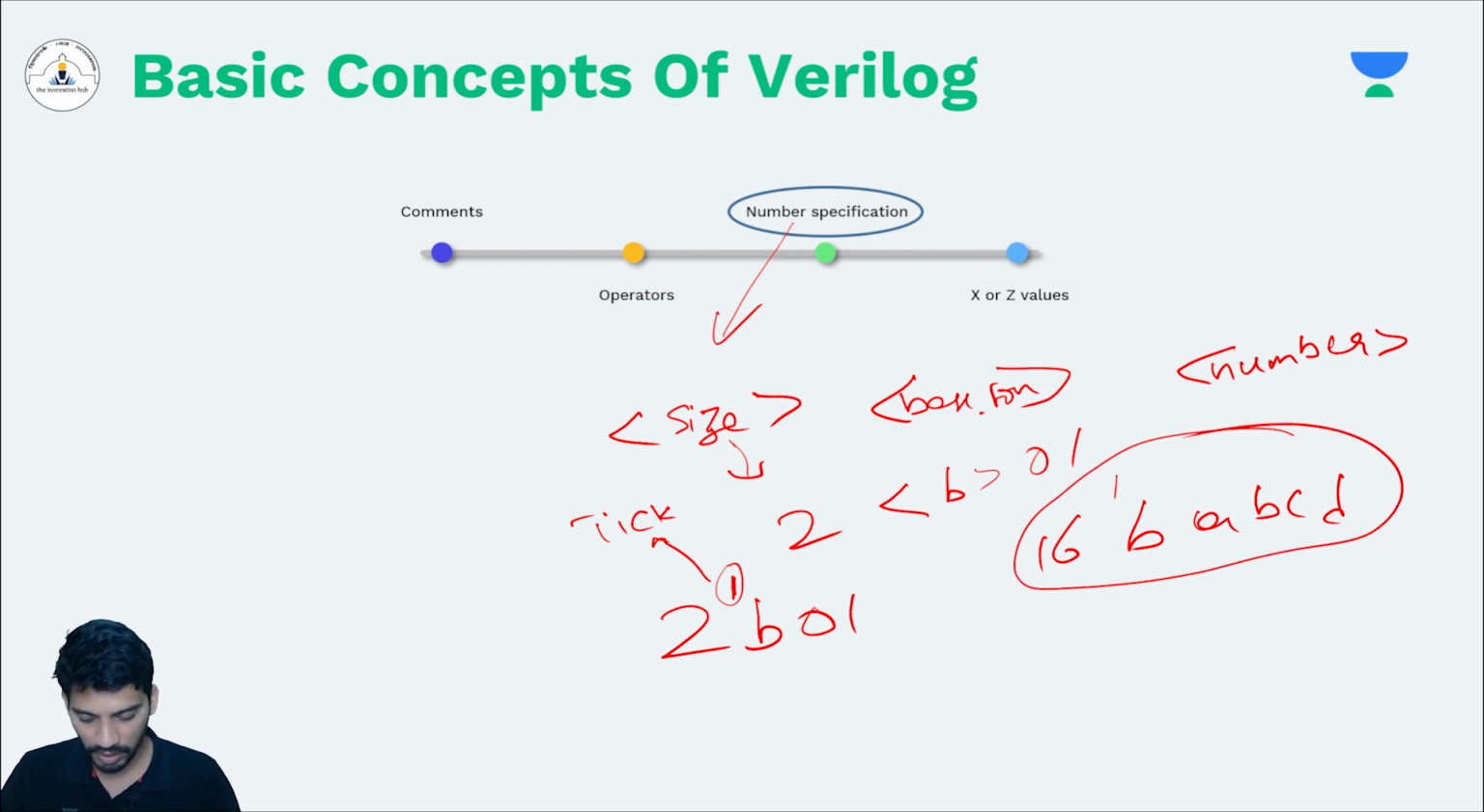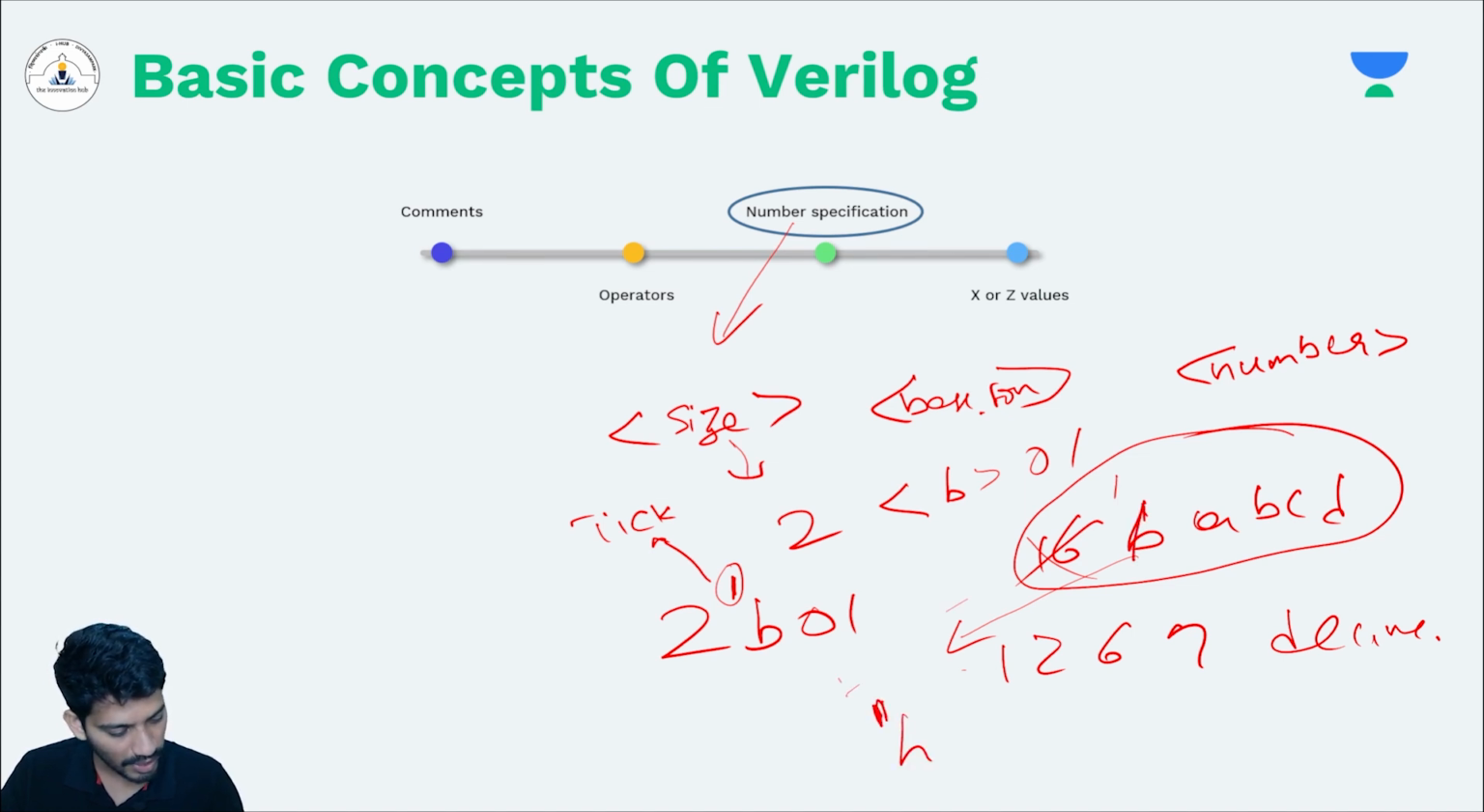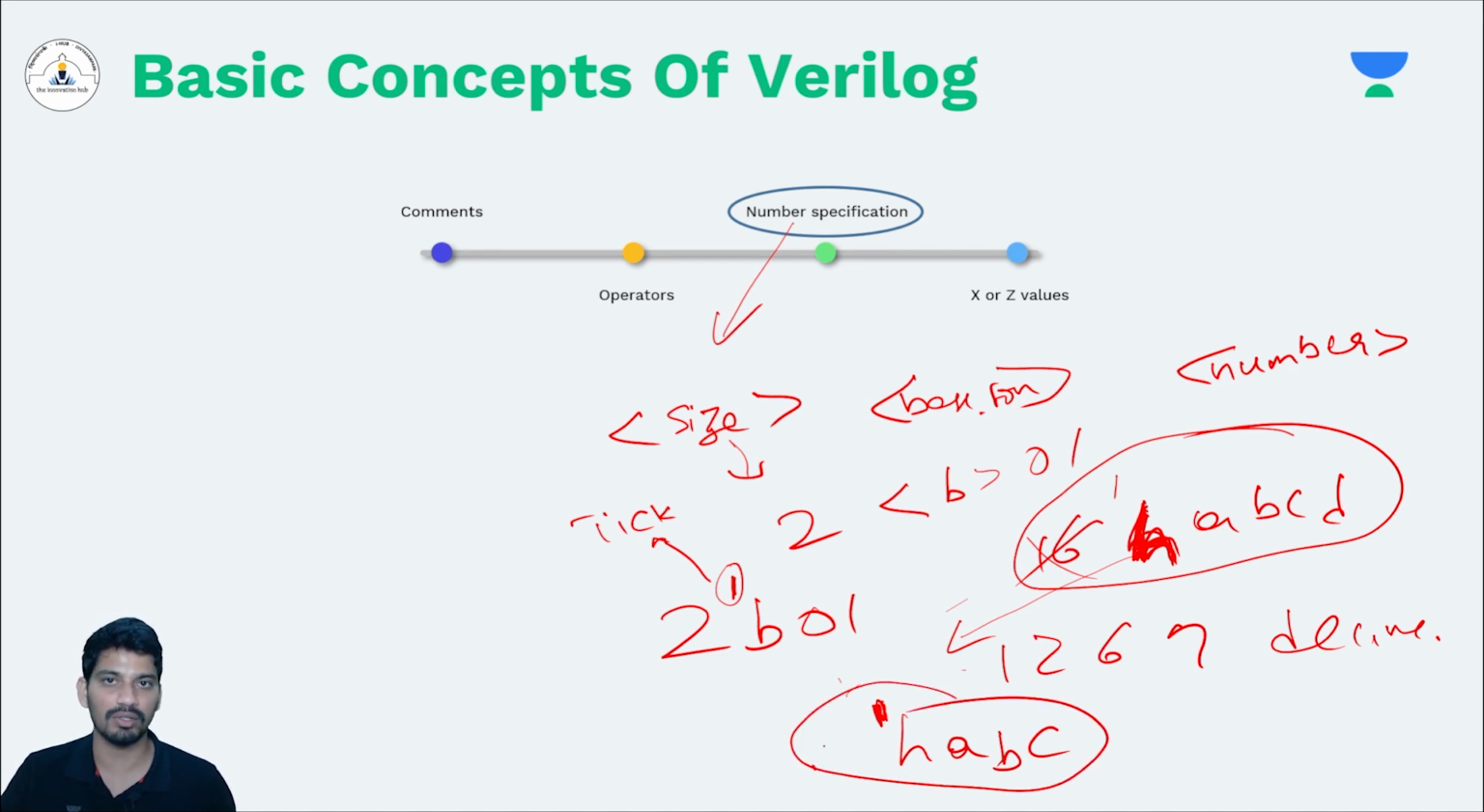Similarly, you can even define numbers without specifying the size. Directly you can define a number like this: 1267. Whenever you don't define any base format, Verilog will assume it is a decimal number. And you can even specify without size for a hexadecimal number. Let's say tick h. Sorry, this is h instead of b because it is a hexadecimal number. Tick h abc. This is how you can specify without size also.